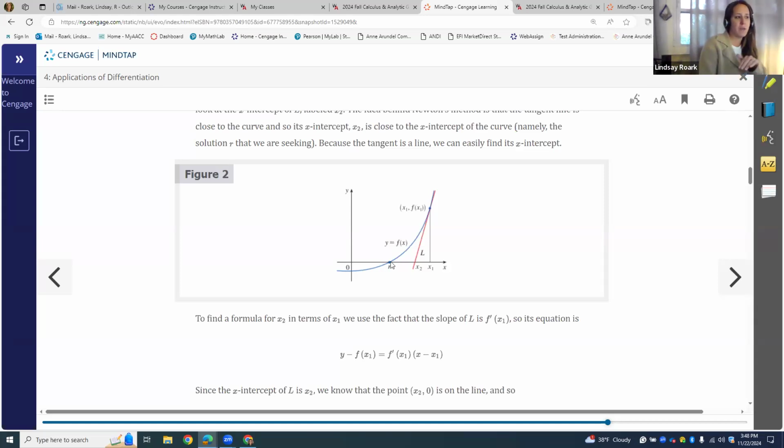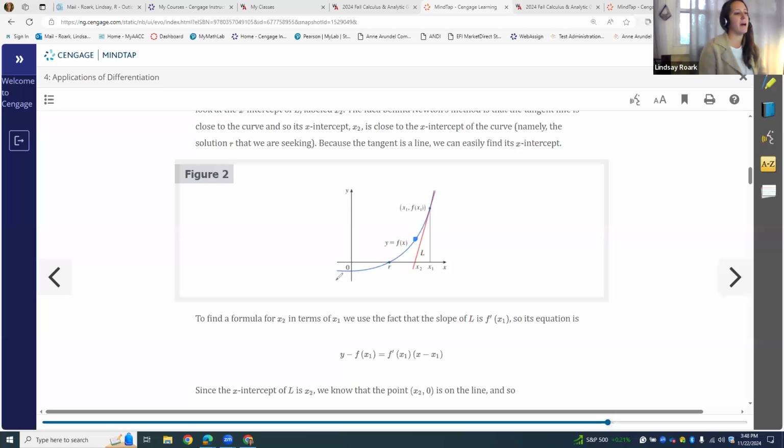Okay, so for instance, what we have here again is this. We're trying to estimate this x-intercept r. And so first we pick just a point close by. They call that x1. And then they find the equation of the tangent line at x1. And then wherever that tangent line intercepts the x-axis, that is our new x2. Okay, and then the process is going to repeat. This time we're going to find the equation of the tangent line at x2 right here.